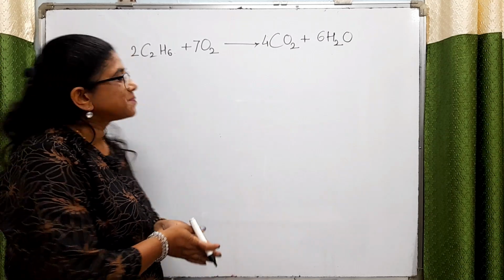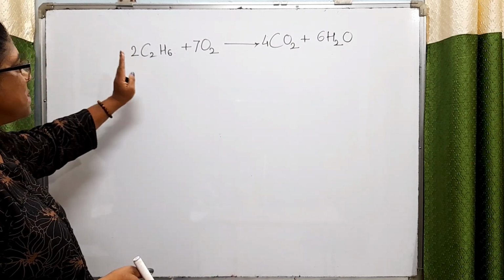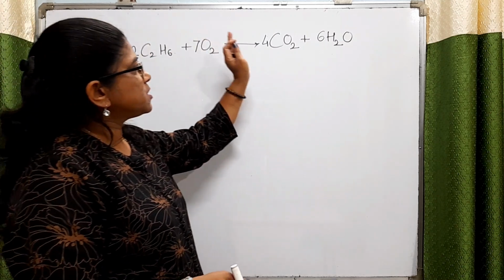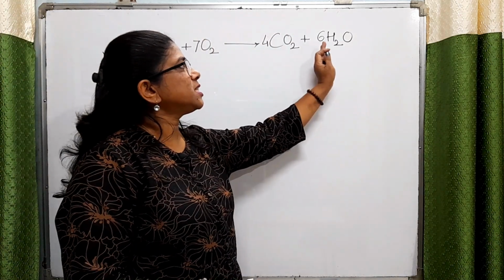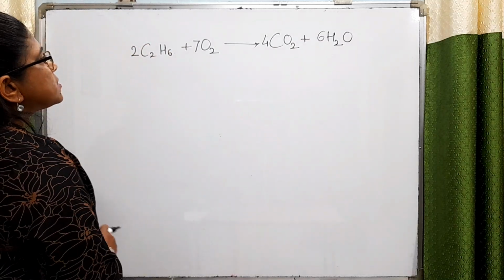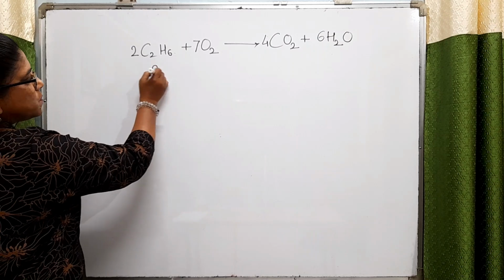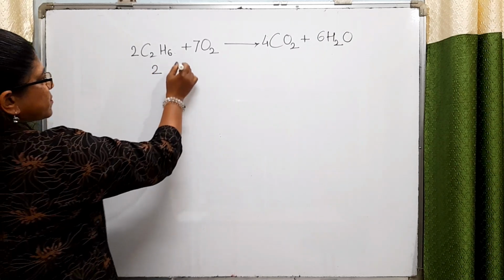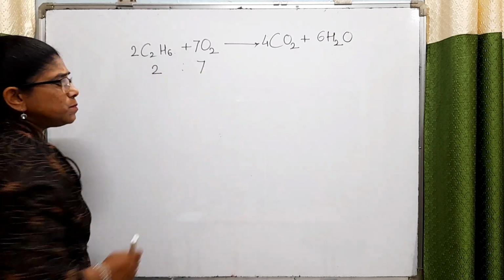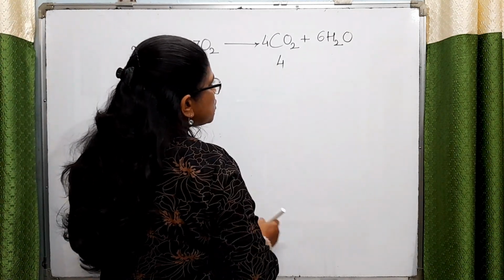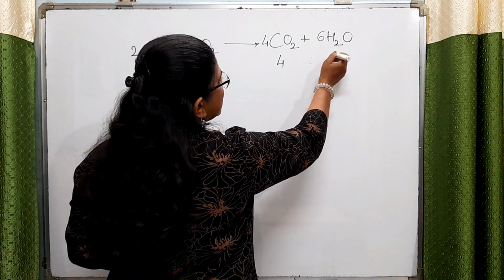Balanced reaction: 2C2H6 plus 7O2 gives us 4CO2 and 6H2O. So this is the reaction here. 2 volumes of ethane combines with 7 volumes of oxygen to form 4 volumes of carbon dioxide and 6 volumes of H2O.